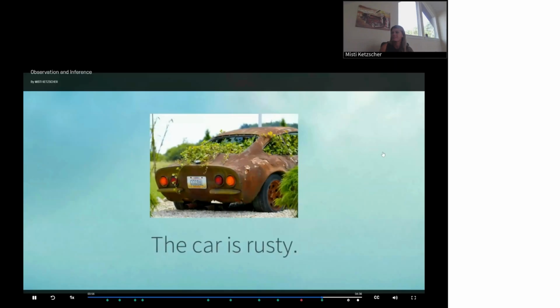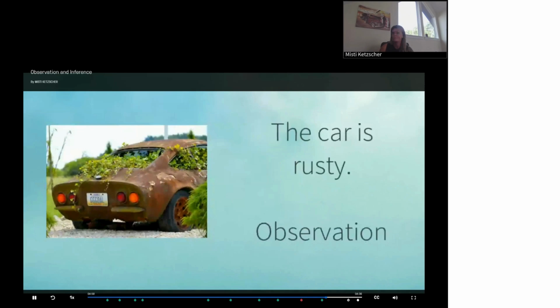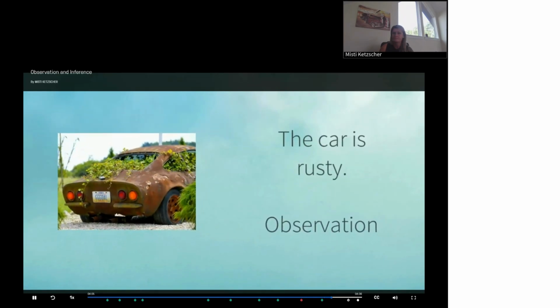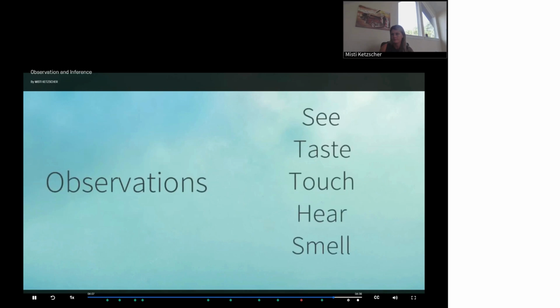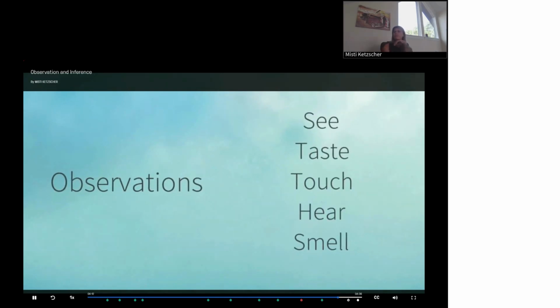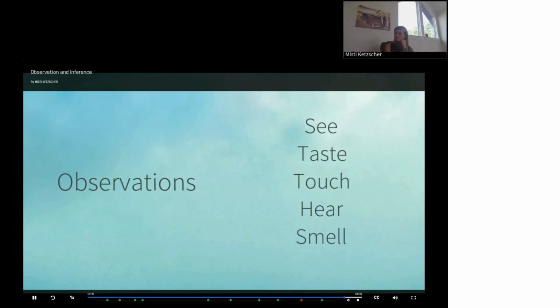Which is the best answer? Well, this car is definitely rusty. I can see that in the picture. That makes this an observation. To review, observations are anything that you can see, taste, touch, hear, smell, or sense. Two people will always agree on an observation because they're getting the same information.